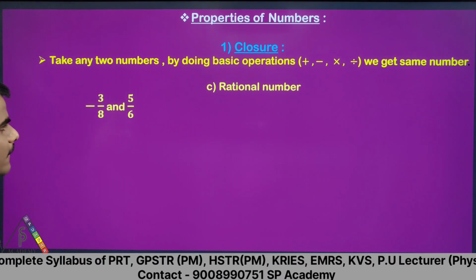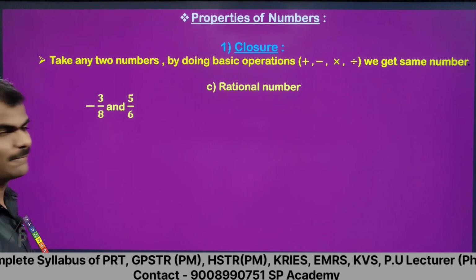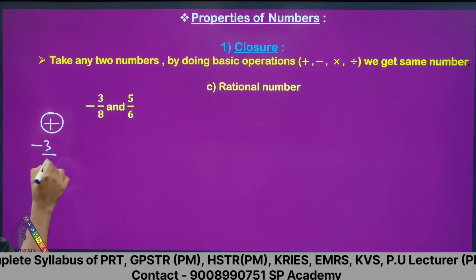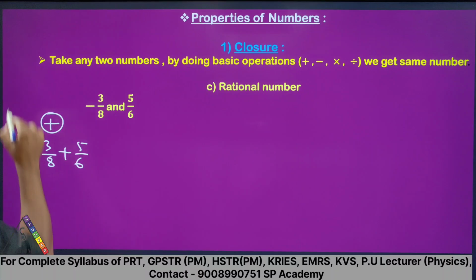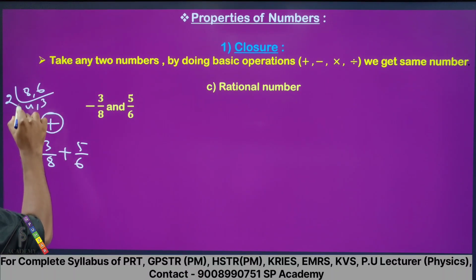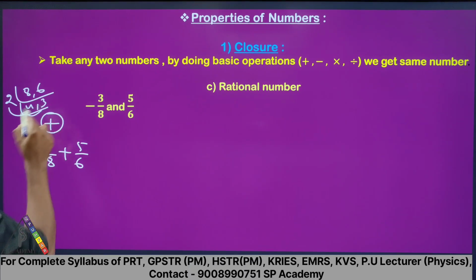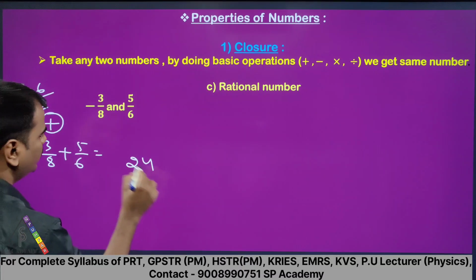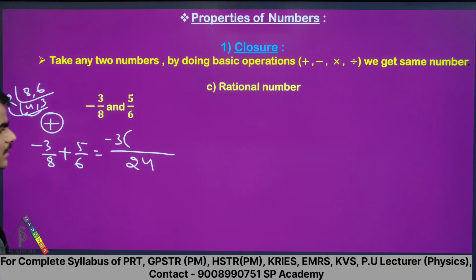Next, we'll see the rational numbers. We'll check the basic operations for these rational numbers. First, addition. -3 by 8 plus 5 by 6. To add these two, we'll take the LCM of 8 and 6. The LCM is 24. -3 will be multiplied by 3 to get 24 in the denominator.